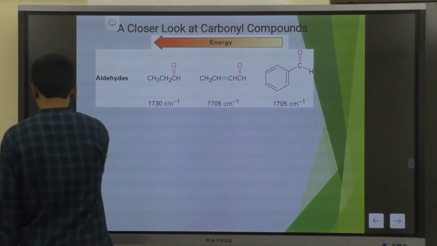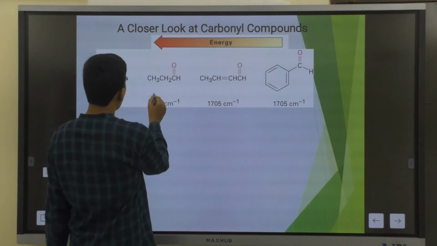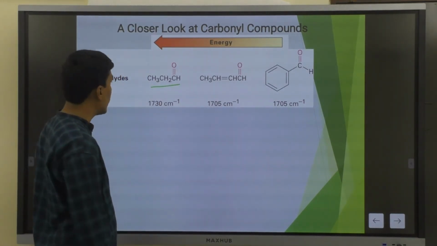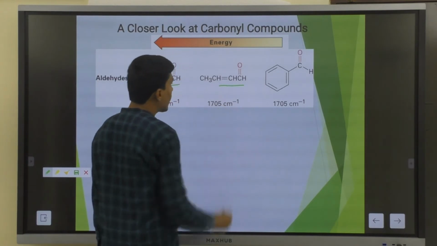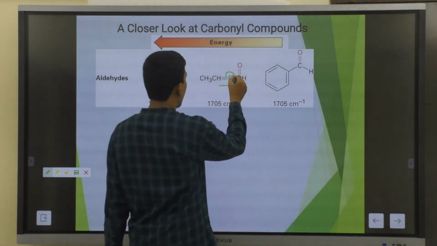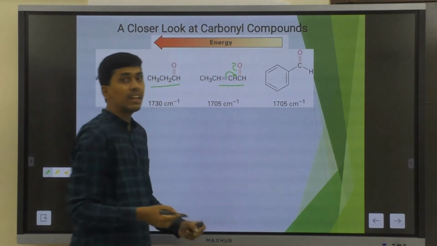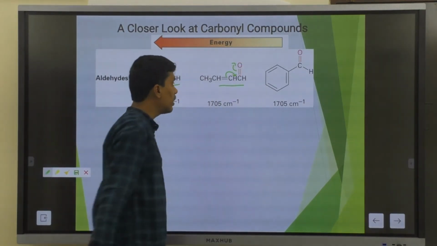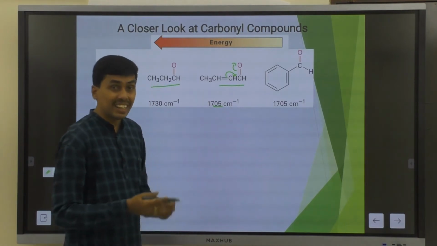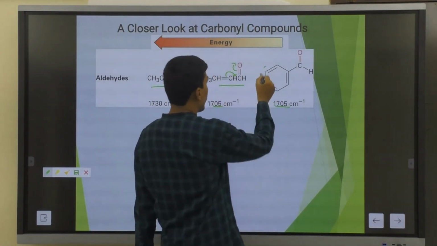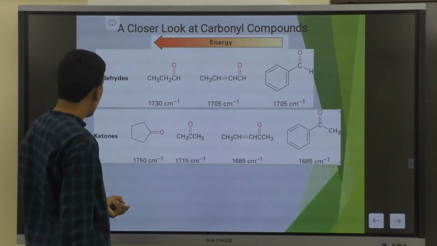If you see aldehyde, a simple aldehyde will appear at 1730 cm⁻¹. If you take alpha-beta unsaturation, the value decreases to 1705 cm⁻¹. With conjugation, alpha-beta unsaturation, the C=O gets C-O single bond character. Due to conjugation, the double bond becomes partial single bond character, the value is decreased, and the bond length increased. Again, in benzaldehyde, due to resonance from the phenyl group, the value decreases again.